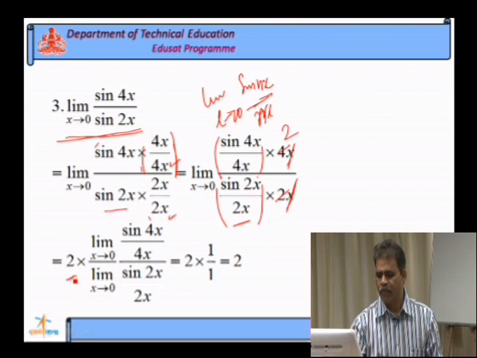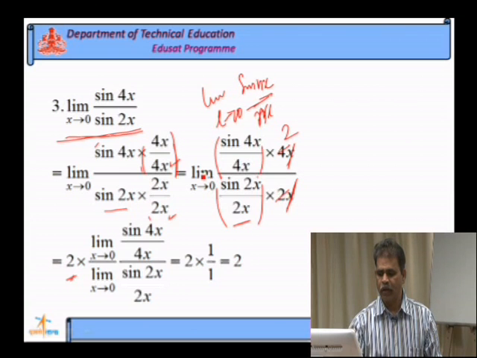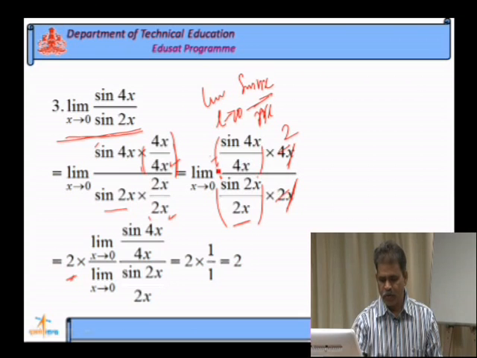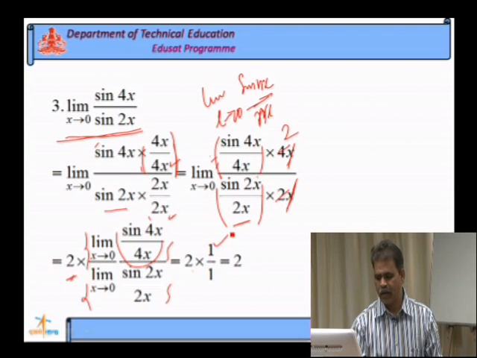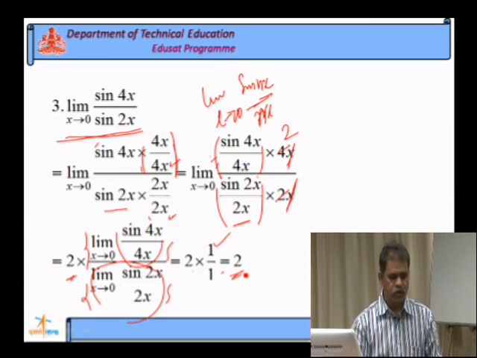According to the property of limits, the limit is extended to both numerator and denominator, that is limit of sin 4x by 4x as x tends to 0 and limit of sin 2x by 2x as x tends to 0. So, for both numerator and denominator you apply limits separately, and 2 is a constant. For the numerator we have 1, and for the denominator also we have 1. So, 1 by 1 is 1, 2 into 1 is equal to 2.